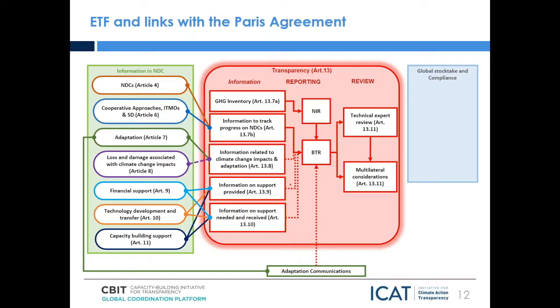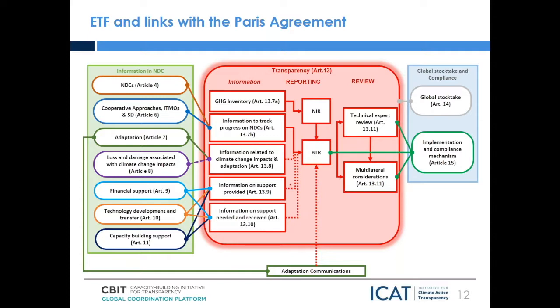And then after the review column, we have this blue area on the right, which represents the global stocktake and the compliance provisions, which consist, as the name says, of the global stocktake and the implementation and compliance mechanism. So the BTR informs the global stocktake on the parties' progress towards achieving NDCs, the parties' adaptation actions, priorities, needs, and gaps, and the support provided and received. And in this way, the global stocktake aims to assess the collective progress towards achieving the objectives of the Paris Agreement.